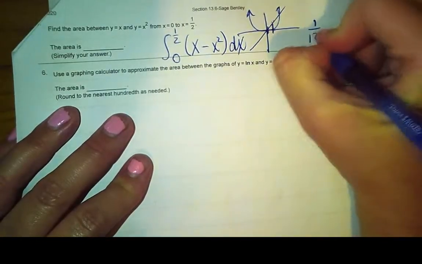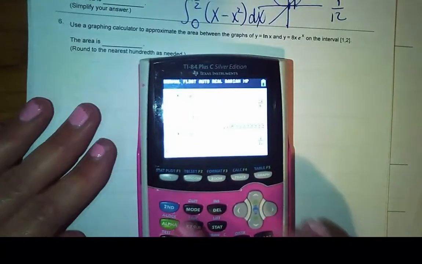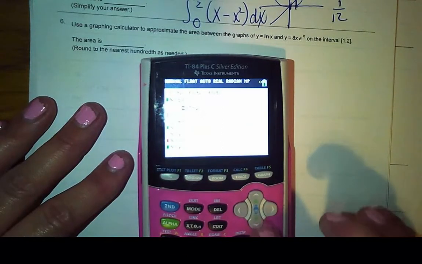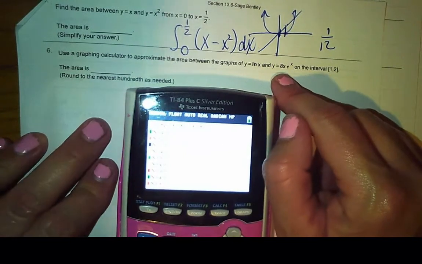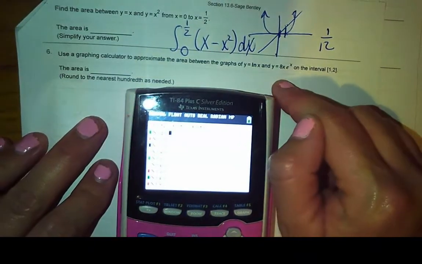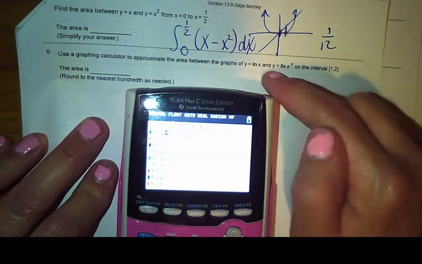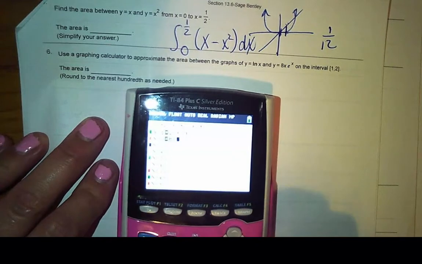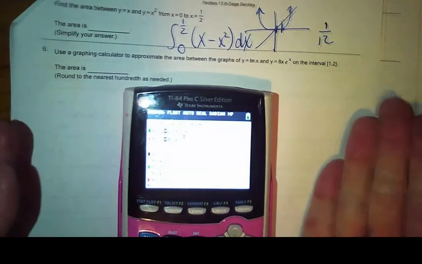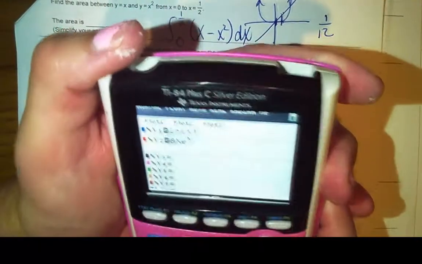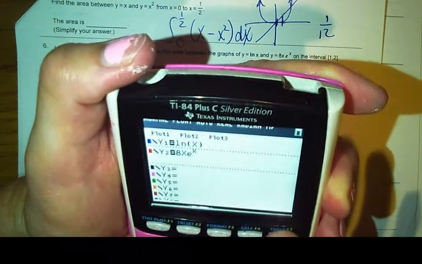All right, the last one. Again, you don't know what the graphs look like off the top of your head, so I'm going to go ahead and graph these. It says, use a graphing calculator to approximate the area between the graphs of the natural log of x and 8x times e to the x. So I'm going to do natural log of x, and then 8x times e to the x. Those are the two graphs that I'm interested in. Now I'm going to hit graph.